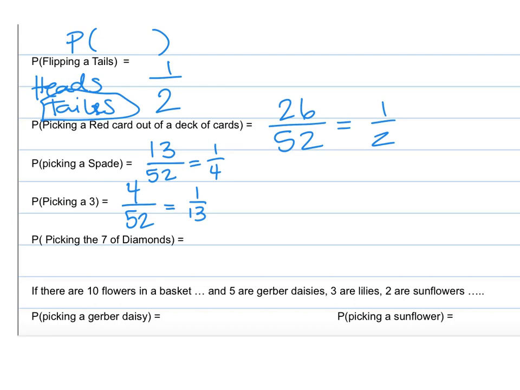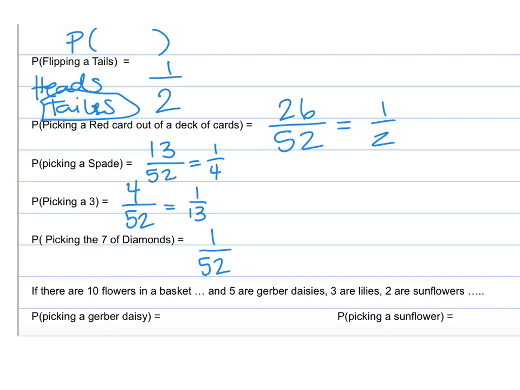All right. The probability of picking the 7 of diamonds. Well, again, 52 cards. That's only 1 card. There's only 1 7 of diamonds in the whole deck. So that is 1 out of 52, which is a pretty small probability. So if I had a full deck and I just picked 1 card at random, there's a pretty small chance that it's that 7 of diamonds. However, the chance that I pick a red card, there's a much better chance that it would be red.